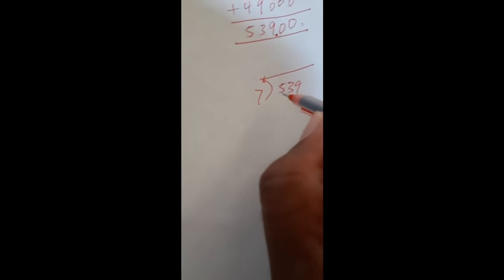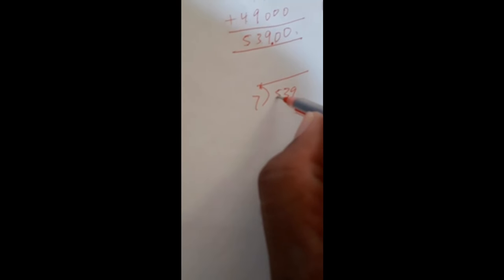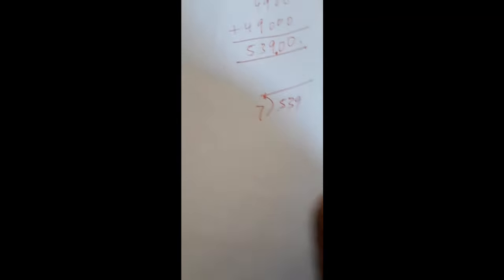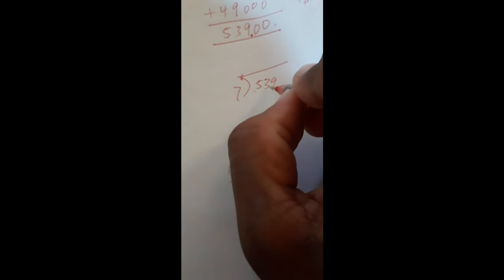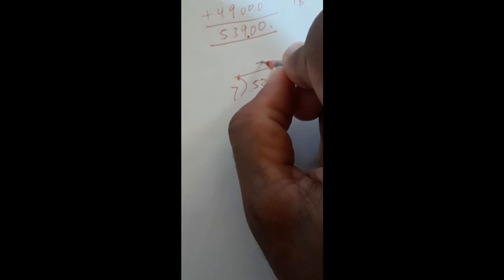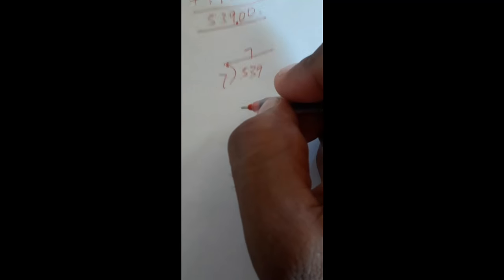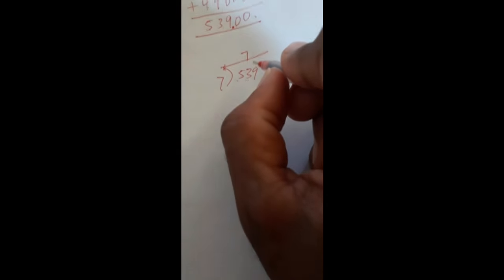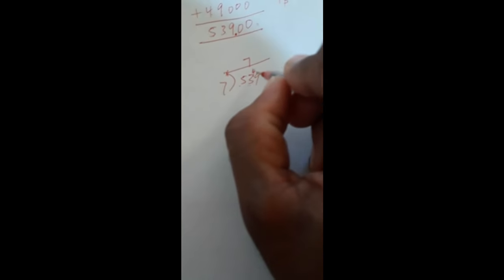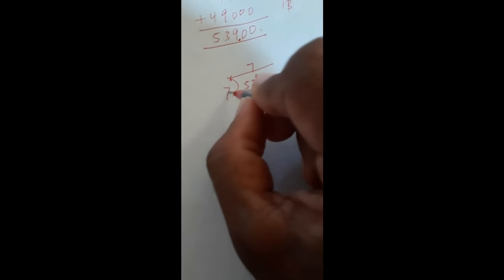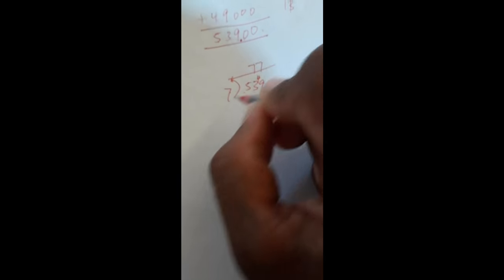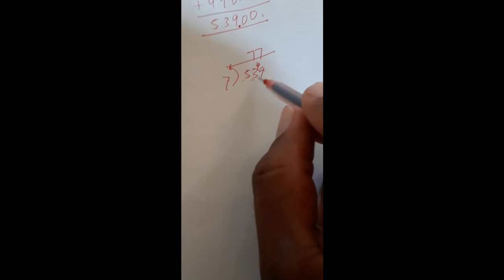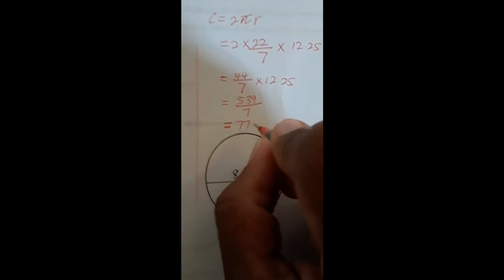So 7 can go into, we know 7 cannot go into 5, right? So let us consider the 53. 7 7's 49. So 7 can go into 53 7 times. 49 and what will make 53? 49 and 4. So I'll put a 4 here. So this number is 49. Now 7 can go into 49 7 times. So 7 can go into 539 77 times. So our answer will be 77 cm.